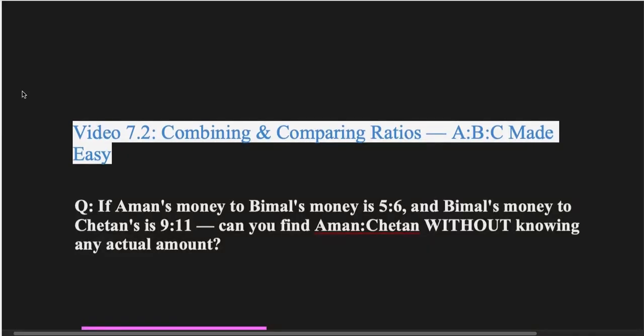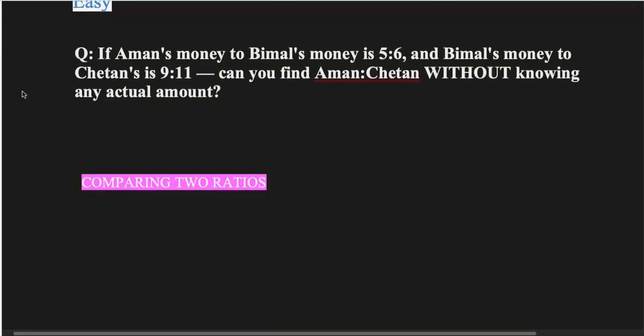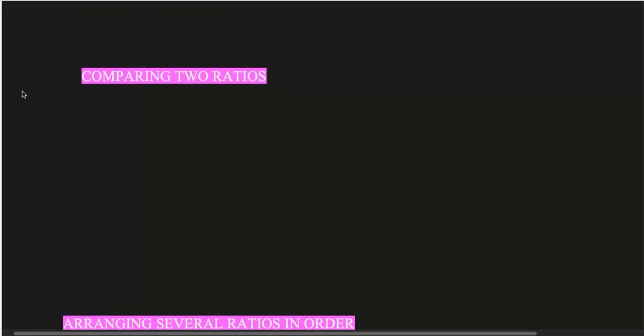Last video we built the foundation. Today we go up a level. What happens when you have two ratios sharing a common quantity and you need to merge them into one big ratio? And how do you compare or arrange several ratios at once? Let's dive in. First, start with comparing two ratios.